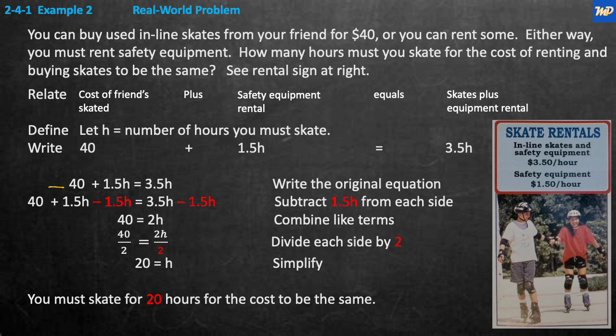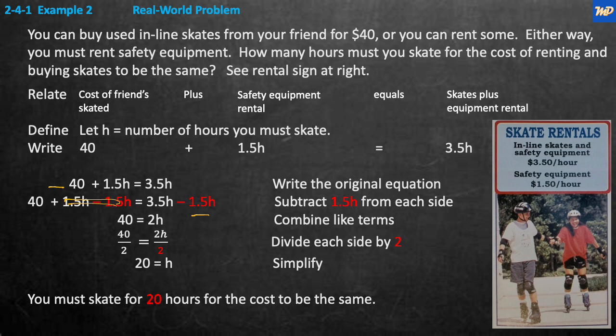And when you do that, you have 40 plus 1.5h minus 1.5h, because we're going to move the 1.5 to the other side. And that equals 3.5h minus 1.5h. Right here, 3.5h minus 1.5h. These cancel. So we have 40 equals 2h. 3.5 minus 1.5 is 2, 2h.